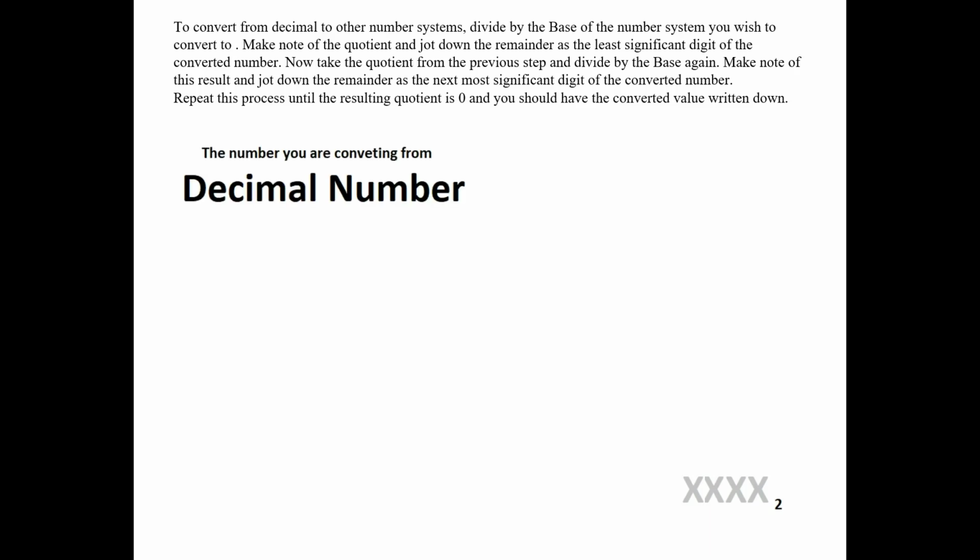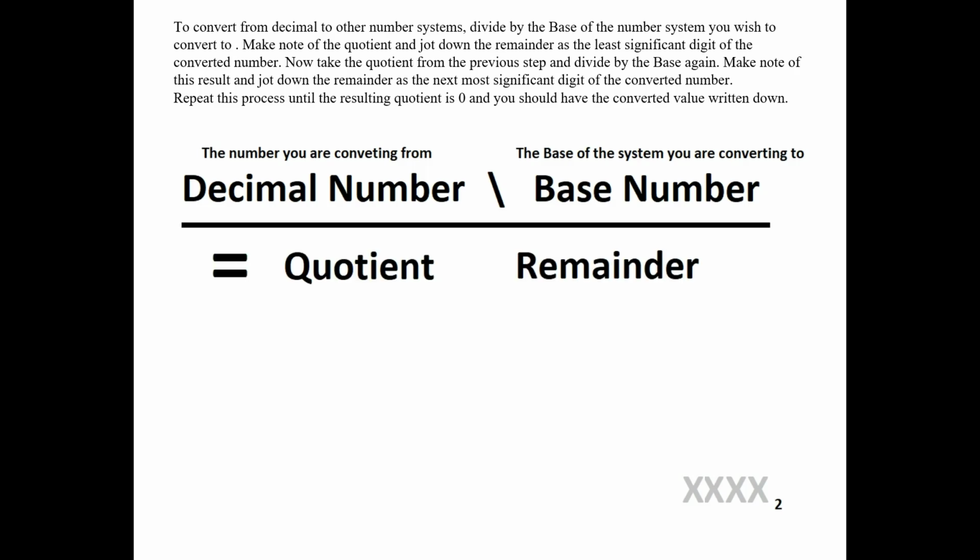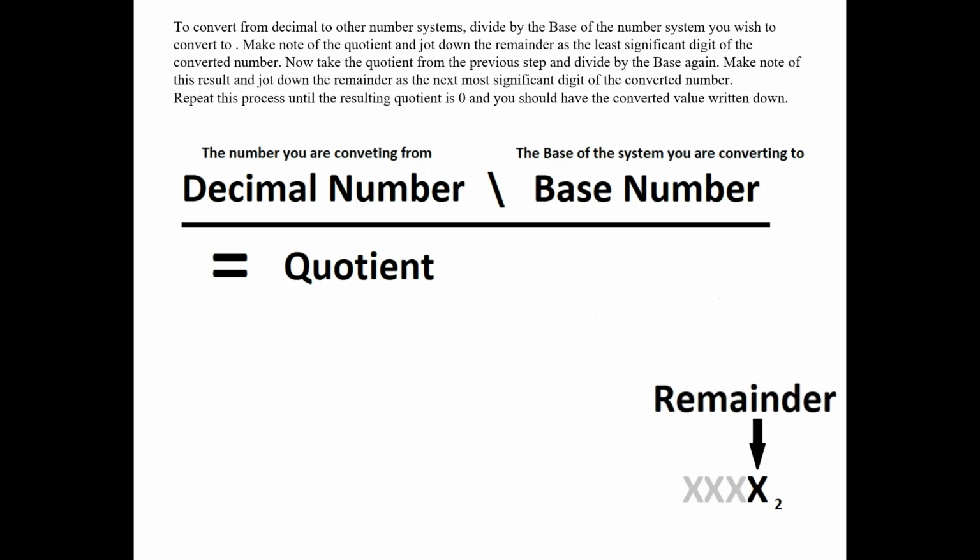Beginning with the decimal number, the one you want to convert, you will divide by the base of the number system you are converting to. When you perform the division, you get two numbers, the quotient and the remainder. The remainder you will record as the first digit to the very right of the converted number. That would make it the least significant digit.